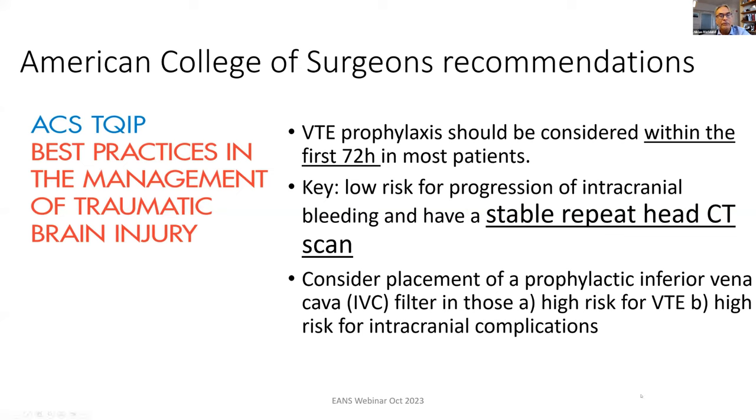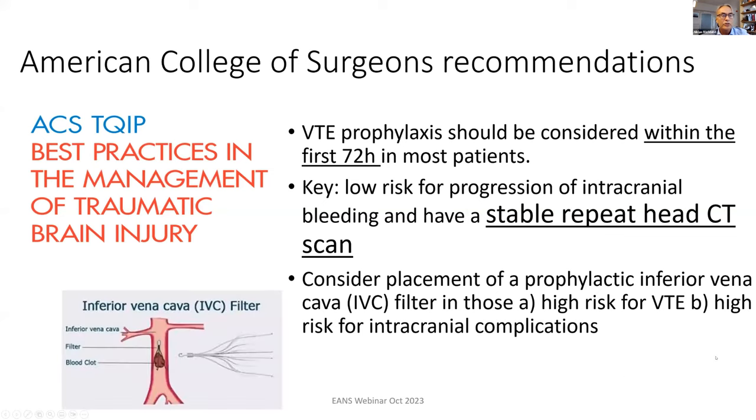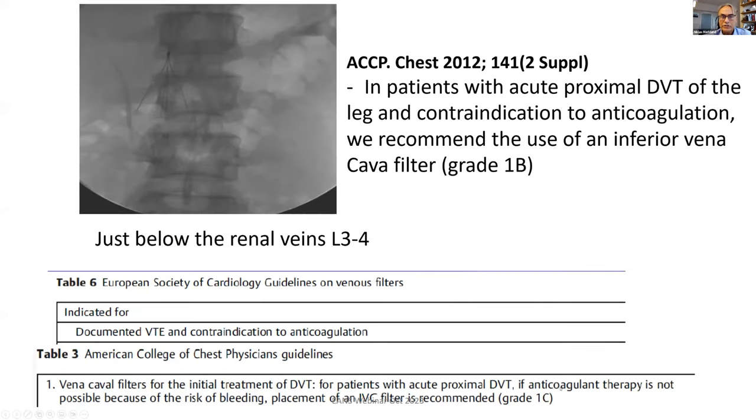They also state that you can give a prophylactic inferior vena cava filter in those with high risk for thromboembolic complications and high risk for intracranial complications. So this should be in your toolbox for very complicated patients where for some reason you cannot give the regular chemoprophylaxis. Just a few words on that. If you have a proximal deep venous thrombosis with contraindications, then you may use these inferior vena cava filters. They're typically placed below the renal veins at L3, L4.